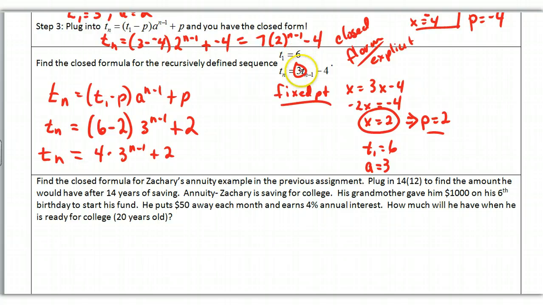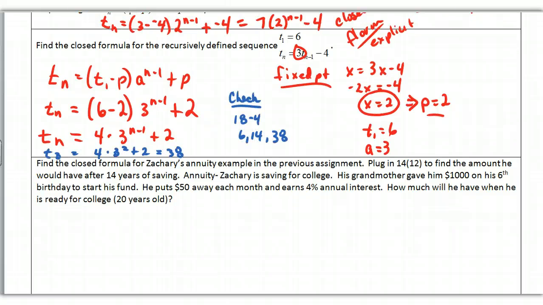Write out some of these terms and see if, for instance, the third term worked. If you checked this, I write out the first 3 terms. This is my first term, second term, third term. First locker, second locker, third locker. If I check what T sub 3 is, I put in a 3 here, so a 2 for the exponent, and then we end up getting 38, which is the same as this term here.